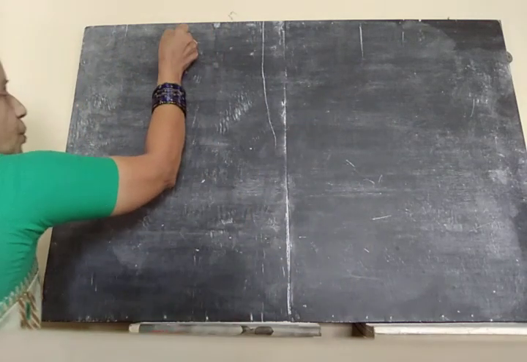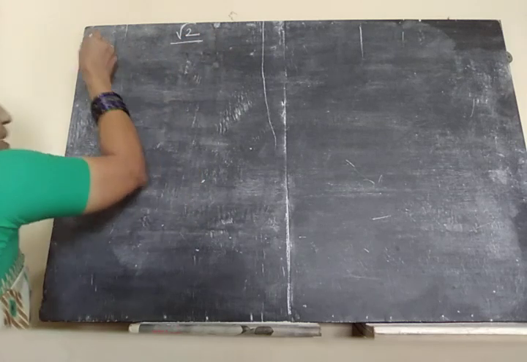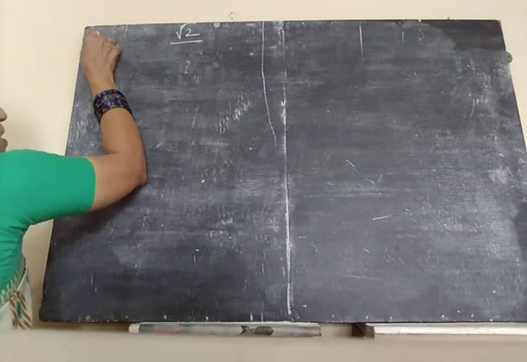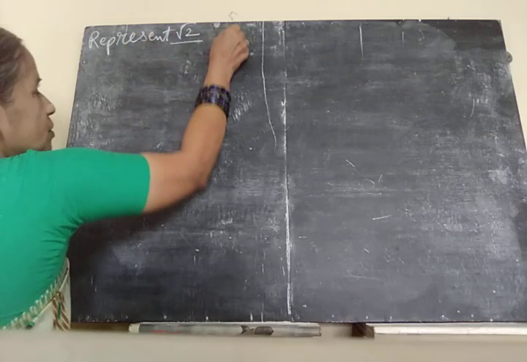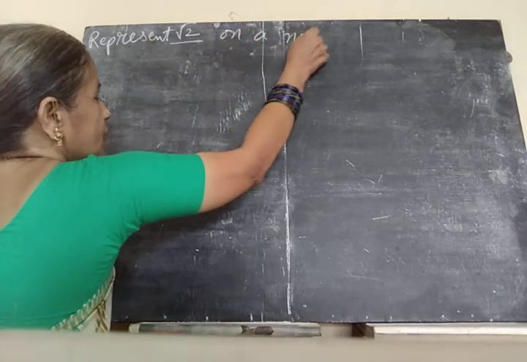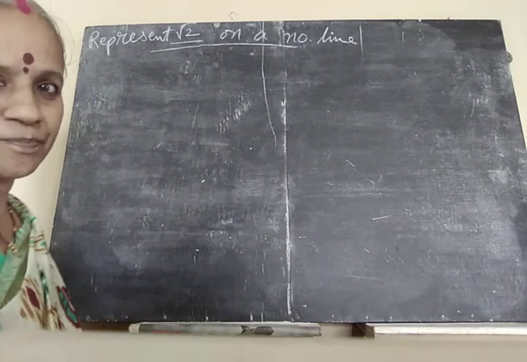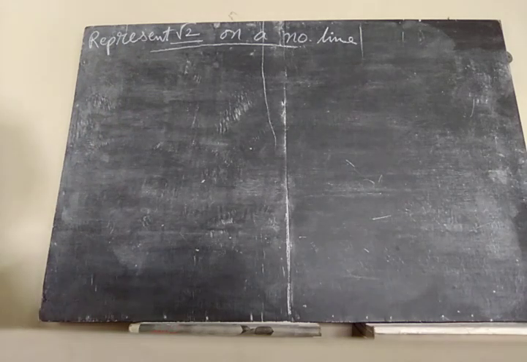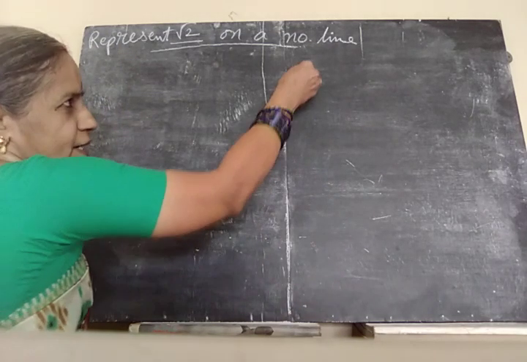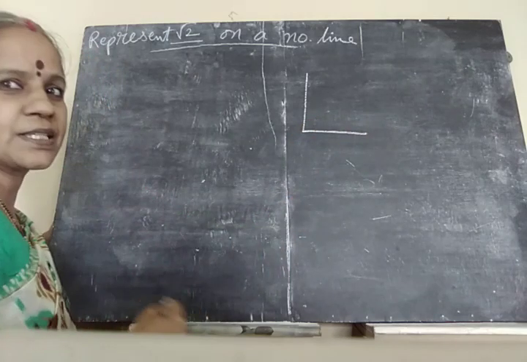So root 2, how can you represent it on the number line? Represent root 2 on a number line. How to represent it on the number line? For this, you have to go for the Pythagoras theorem. What is the Pythagoras theorem?